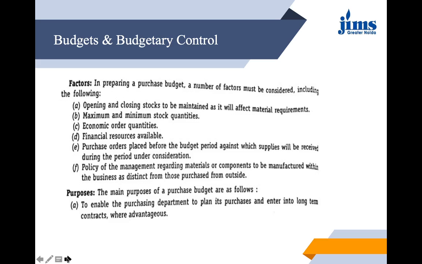Let us see some of them. The opening and closing stocks to be maintained, as it will affect the material requirements, means that somewhere or other we cannot hinder the working of the production department. So for that purpose, the requisite opening and closing stocks should be maintained. Then maximum and minimum level of stock quantities that are supposed to be there in our store. Economic order quantities, EOQ, you have studied that well in your cost accounting, that is, the number of units to be ordered in one go economically. The most economic order quantity needs to be decided and needs to be followed.